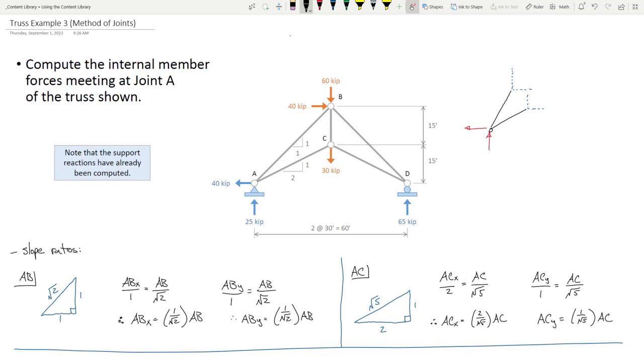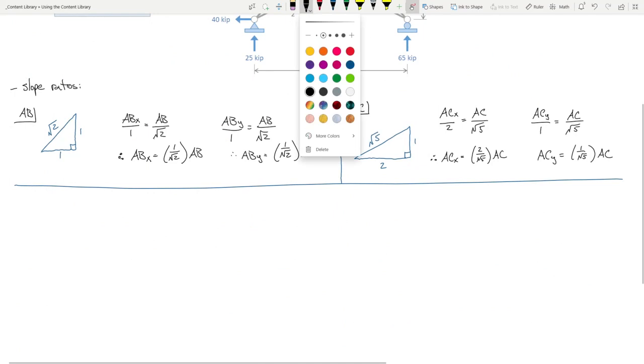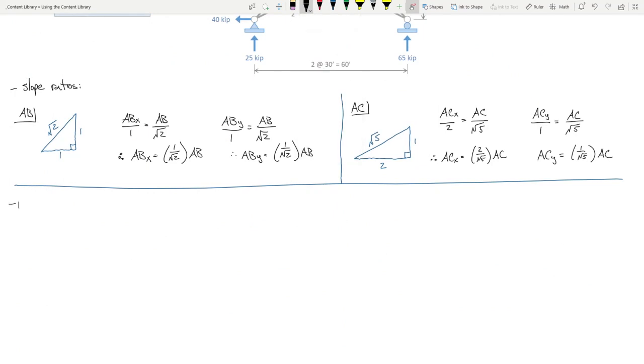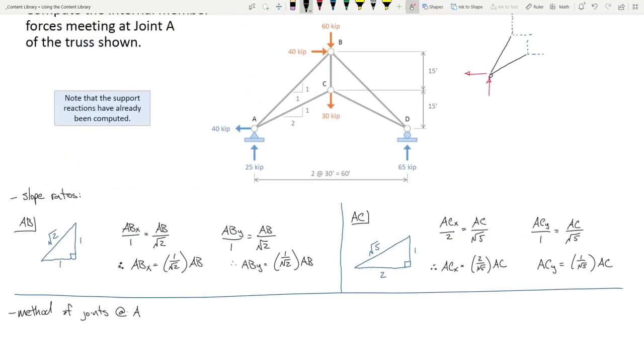Okay. So now let's go about actually doing this joint analysis. Now that we've kind of got this figured out, method of joints at A. Now, with this problem, I don't think, especially, so look at the truss. We have loads going all over the place. We've got members, we have two diagonals. Personally, I don't think that I'm good enough to look at this and go, of course that member's in tension, or of course that member's in compression.